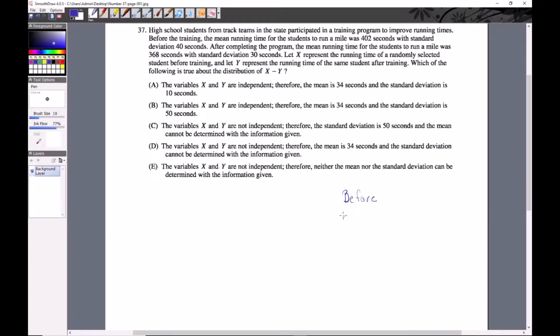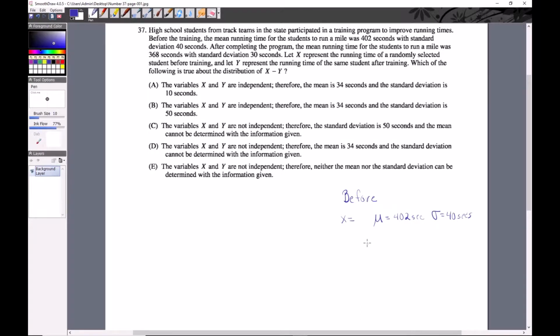And we'll just call that random variable x. And so this will give you the mean. It's not actually normal. We're not told that they're normal, so that kind of doesn't matter. So mu is going to be for this group 402 seconds, and a standard deviation equal to 40 seconds.